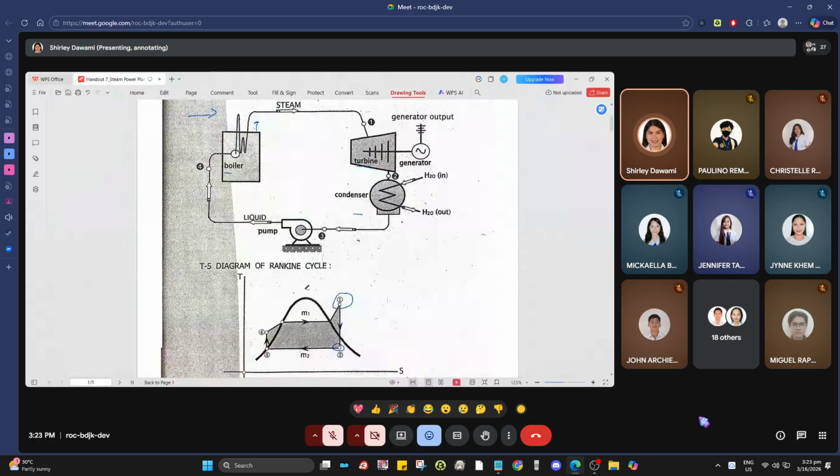Review of the data. This is the saturation curve. This is the subcooled region, and this is the superheated region, where it is no longer saturated. This curve is the saturated curve, saturated liquid and saturated vapor.